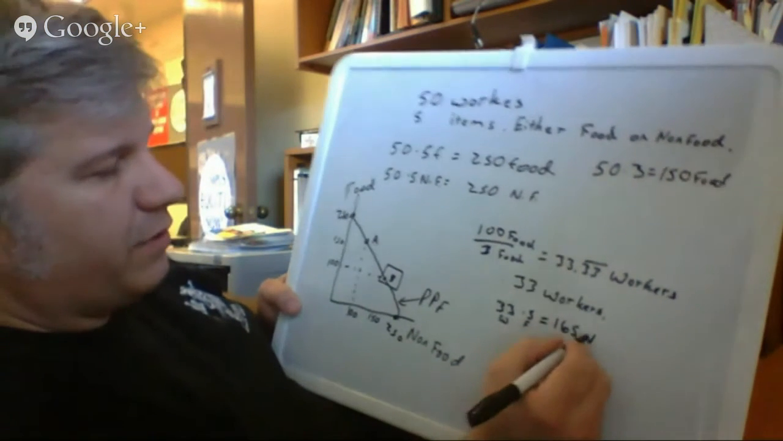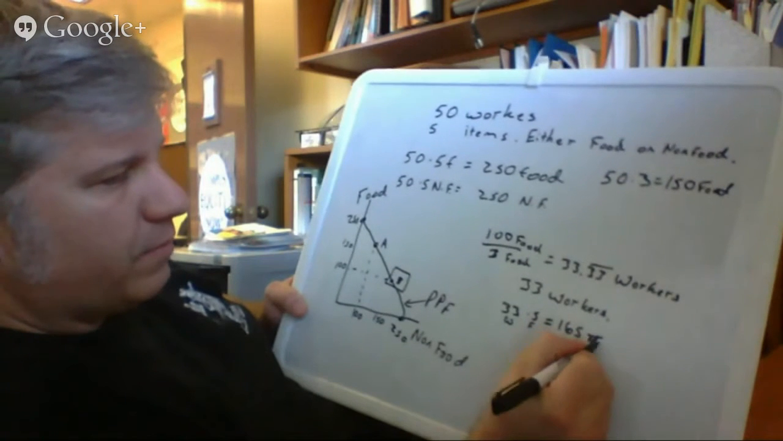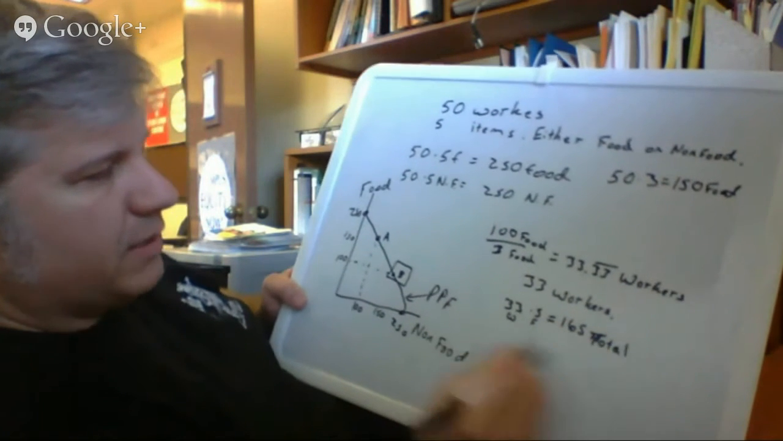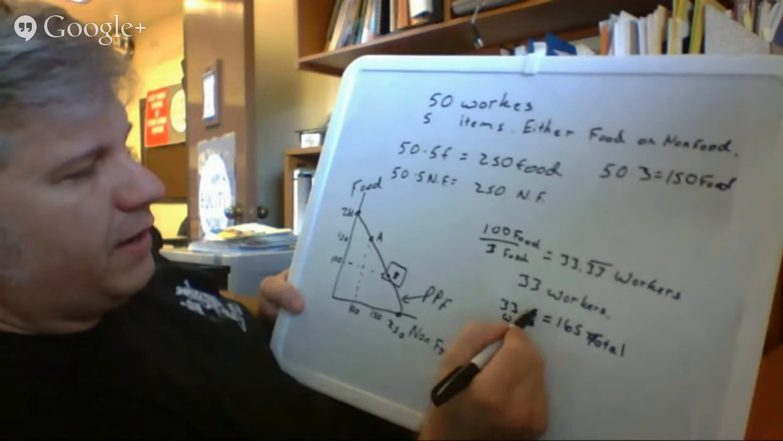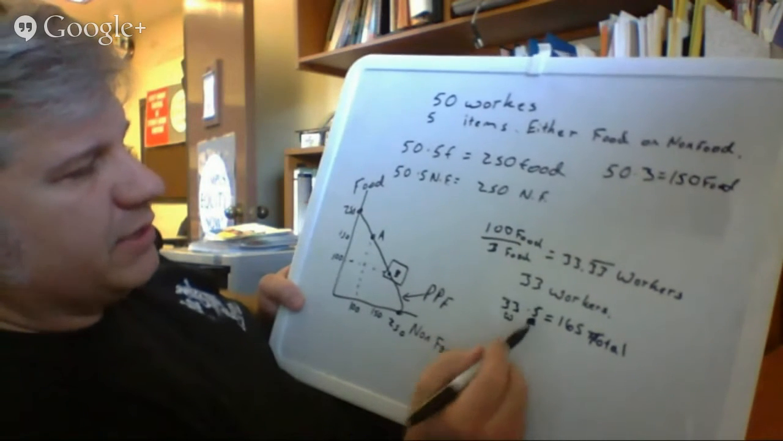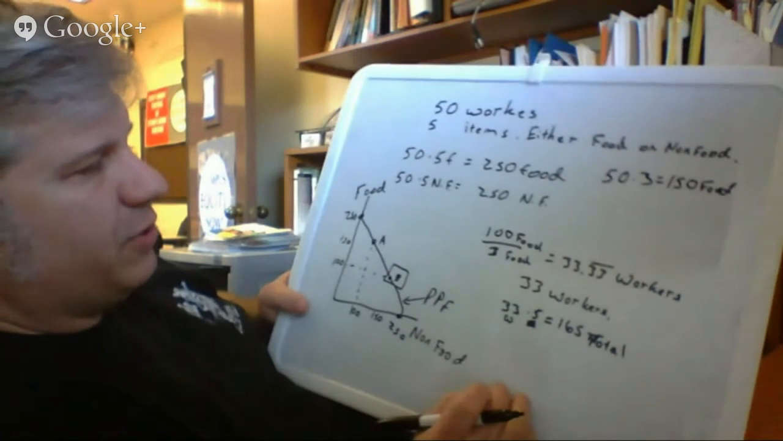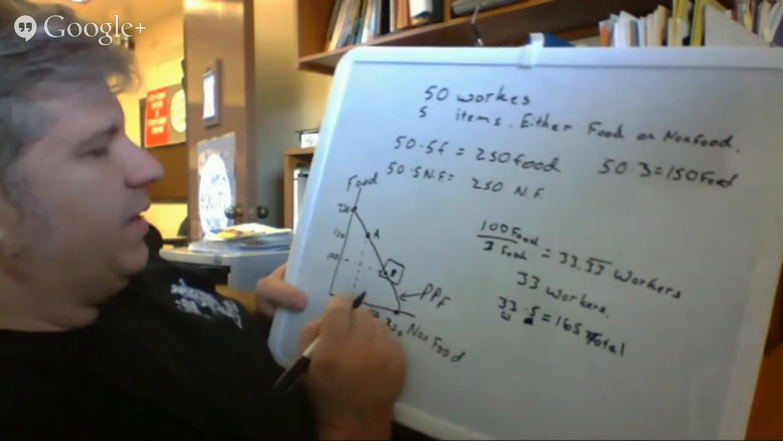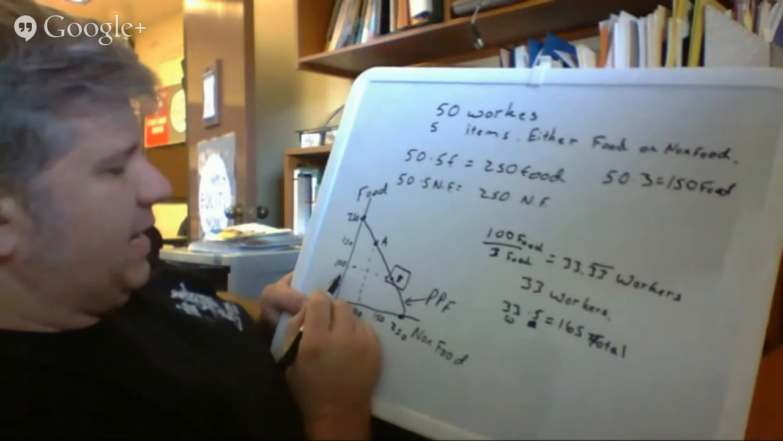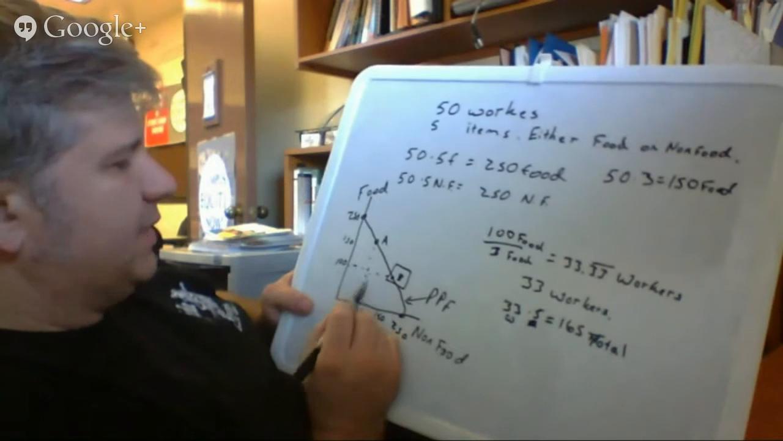Or sorry, not non-food, but total items, sorry. Because they could do food or non-food, my fault there. So this is 33 workers times 5 items, 165 total items. And what we'd find really is that if we broke it down, we know we need 100 food, so we'd only end up with 65 items.